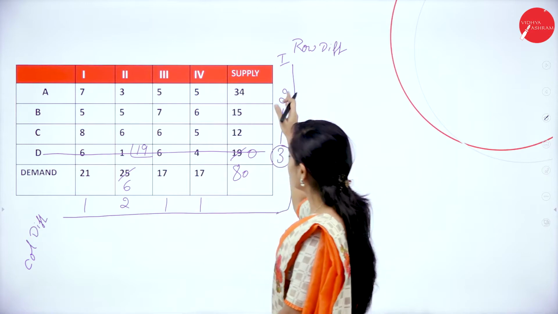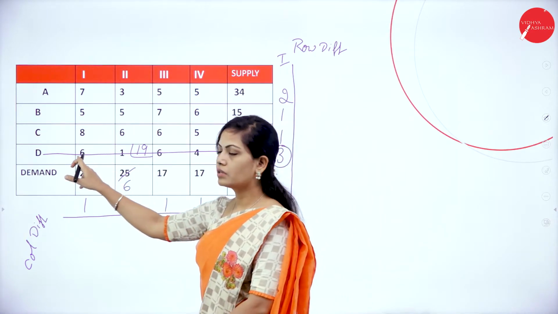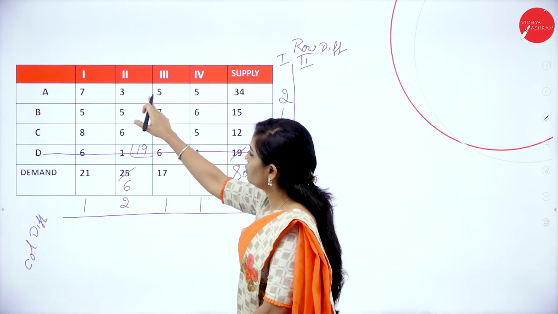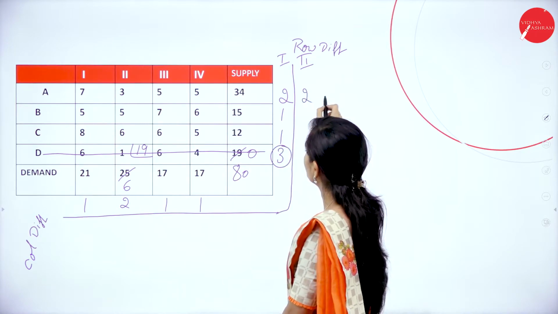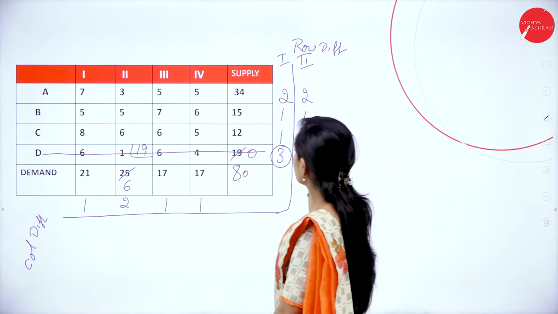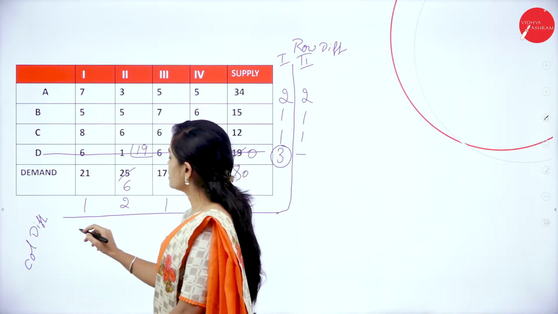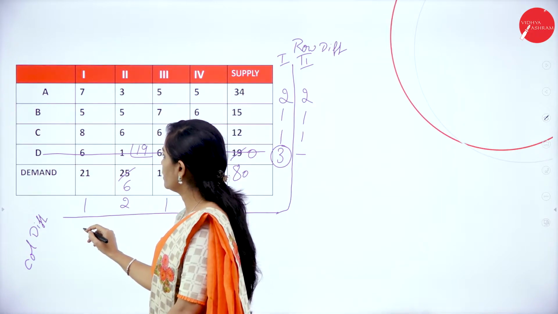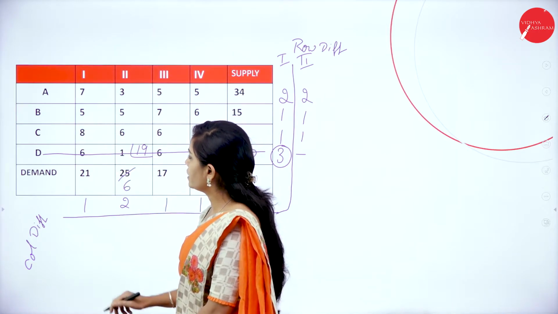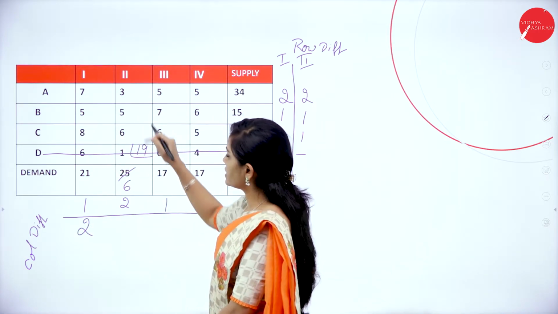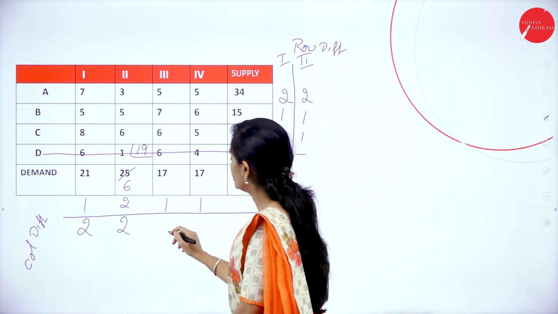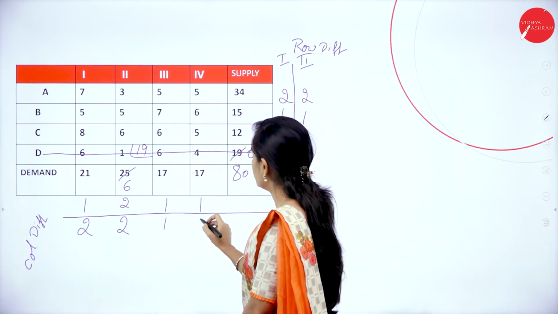Again, find out row difference and column difference except this row. So now I will find the second row difference. Least values are 3 and 5, difference 2. Least values 5 and 6, difference 1. Least values 5 and 6, difference 1. Then least values are 5 and 7, difference 2. In first column, least values 5 and 7, difference is 2. In second column, least values 3 and 5, difference 2. In third column, difference is 1. In fourth column, difference is 1.